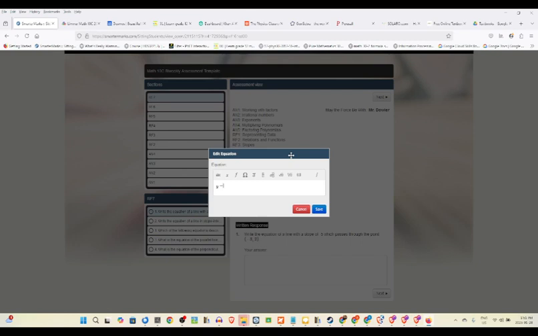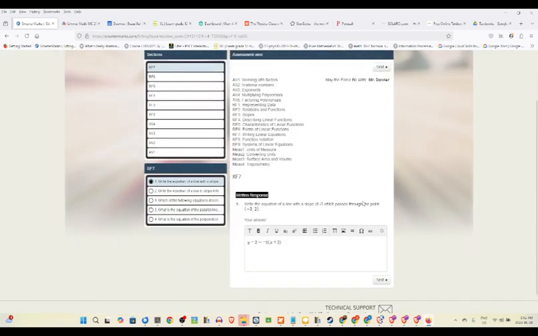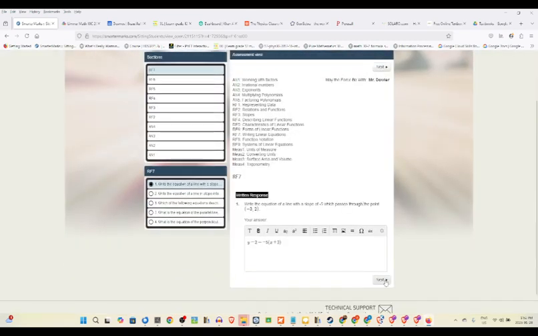So y minus y1, in this case, the y coordinate of our point is 2. Our slope is -5. The x coordinate of our point is -3. So when we subtract a -3, we end up adding 3. So here is our first equation. And that one is done. It's just straight transcription.